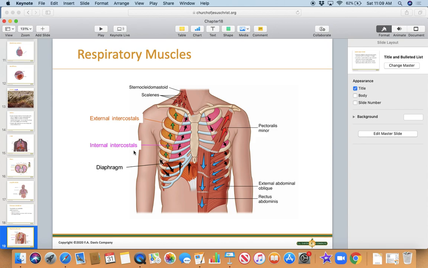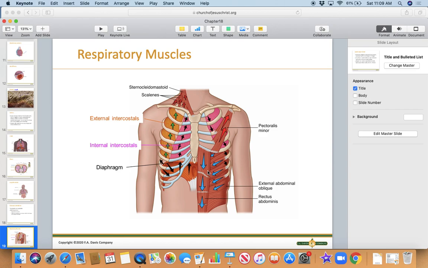And then we need to know the muscles for deep inspiration. So if you're taking a really deep breath, you will involve the sternocleidomastoid, the scalenes, and the pectoralis minor. Those are all going to lift up on the chest. They increase the volume of the thoracic cavity, and that makes you breathe in deeper.